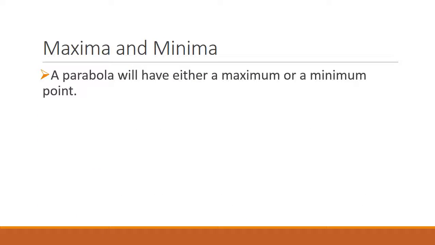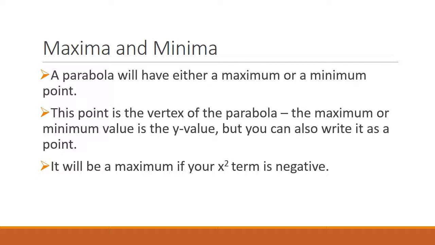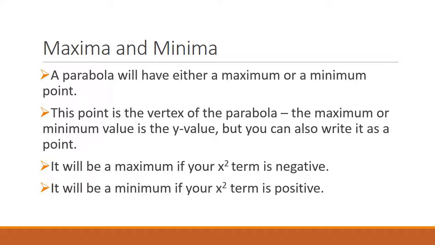A parabola will either have a maximum or minimum point. This point is going to be the vertex of the parabola. The maximum or minimum is the y value, but you can give it to me as a point just to be safe if you want to. You never list it as simply the x value. When they ask for the value, you give me the y value, or you give me the point. It'll be a maximum if your x squared term is negative, because it'll open downward, and so you'll have a high point. It'll be a minimum if your x squared term is positive, because it'll open upward and have a lowest point.